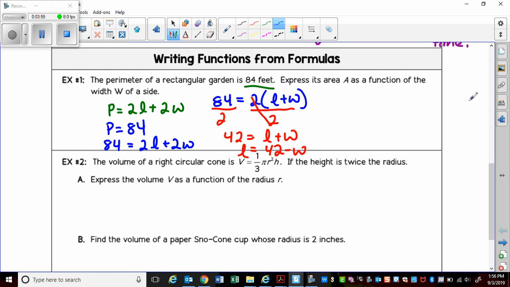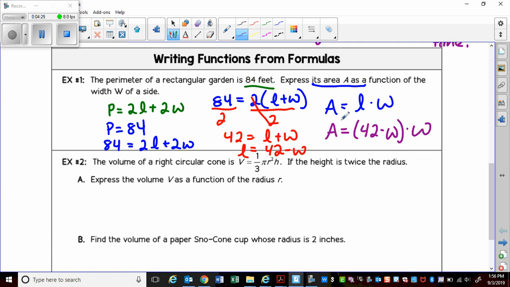Now we're not done yet. We're trying to express the area as a function of width. So my area, the formula for the area of a rectangle, is length times width. We multiply them together. But I know what my length is. It's 42 minus W. So my area equals 42 minus W times W, which you can simplify if you would like to. That's all I'm going to do.